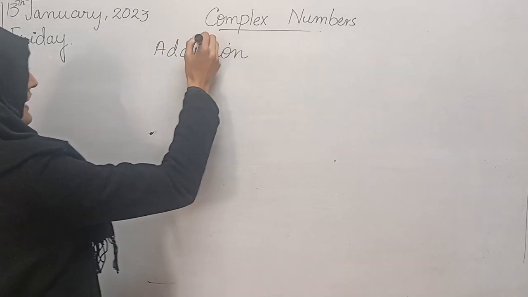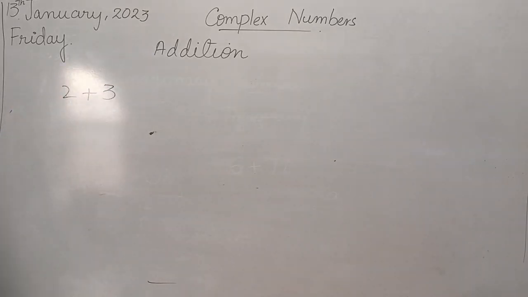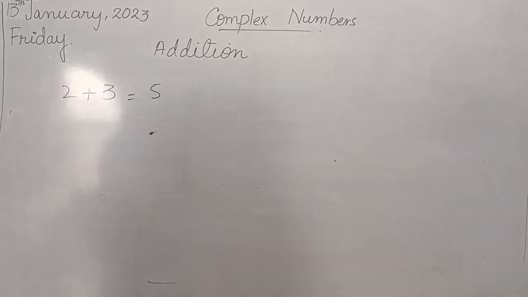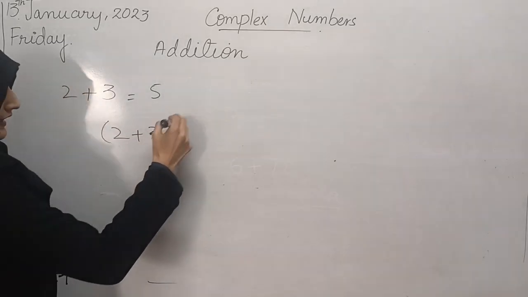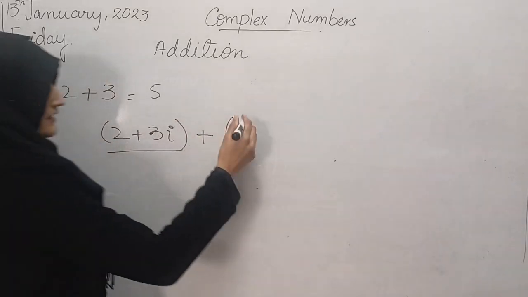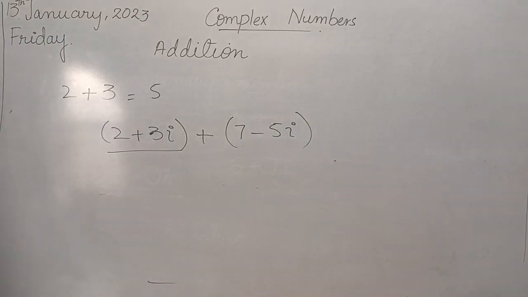Do you know how to add 2 plus 3? Simple. It's very simple. 2 plus 3 is 5. So if we have complex numbers, for example, 2 plus 3 iota, and this is a complex number, and we have to add it with 7 minus 5 iota. What will we do? Can we add them? Yes, we can add, but how?